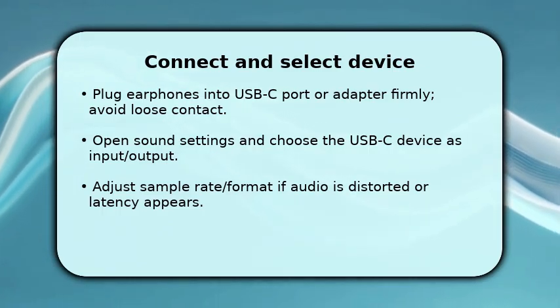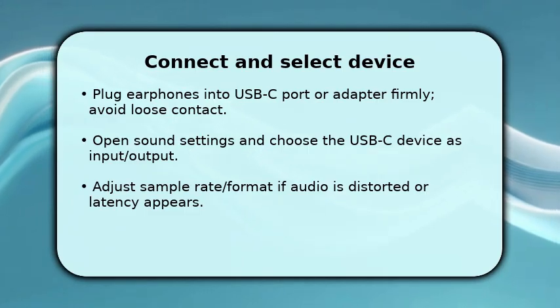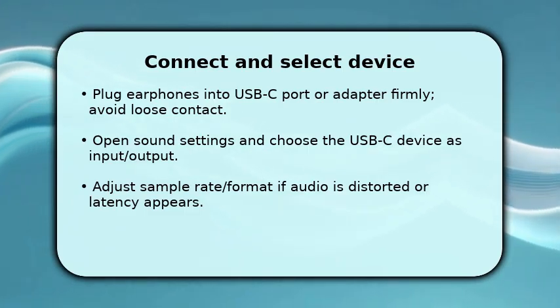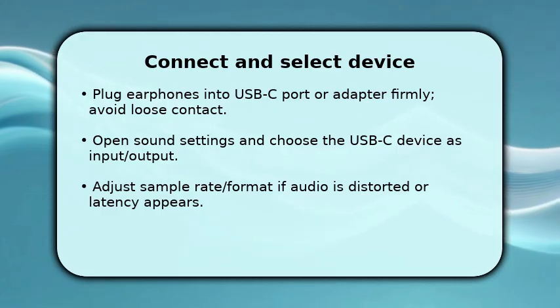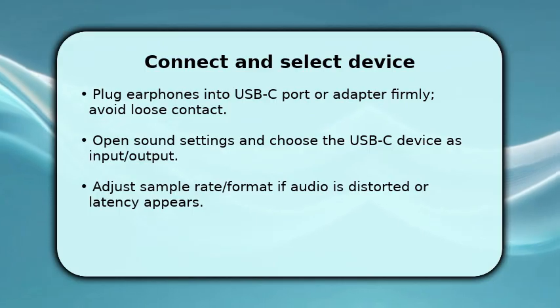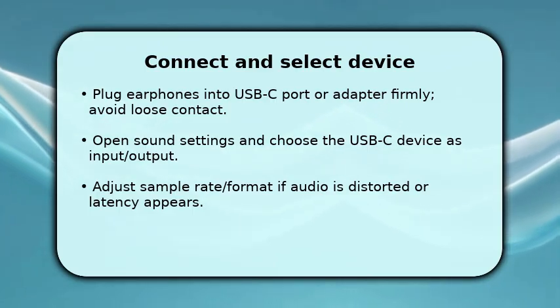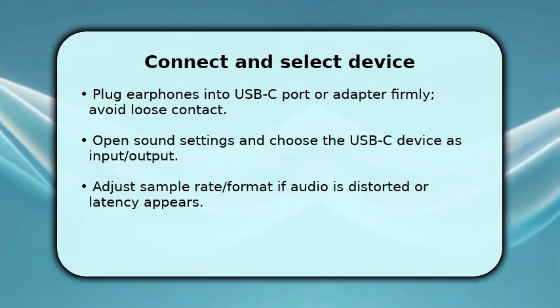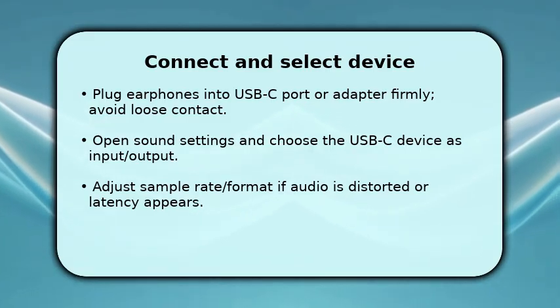Then open your system's sound settings and select the newly listed USB-C audio device for both playback and microphone if supported. If you hear distortion or latency, change the sample rate and bit depth in advanced audio properties to match the earphone's capabilities for cleaner, lower latency audio.